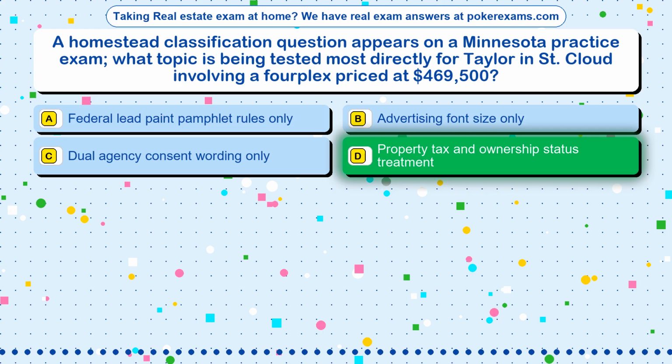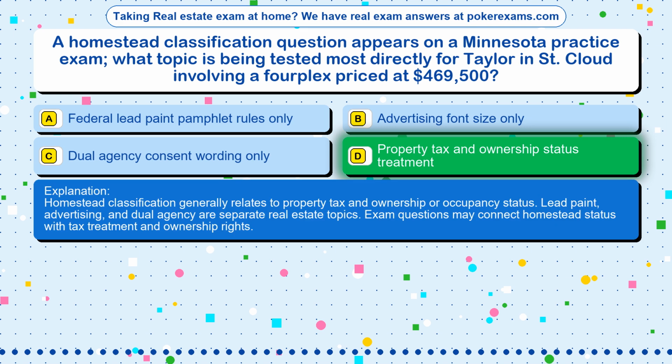The correct answer is option D, property tax and ownership status treatment. Homestead classification generally relates to property tax and ownership or occupancy status. Lead paint, advertising, and dual agency are separate real estate topics. Exam questions may connect homestead status with tax treatment and ownership rights.